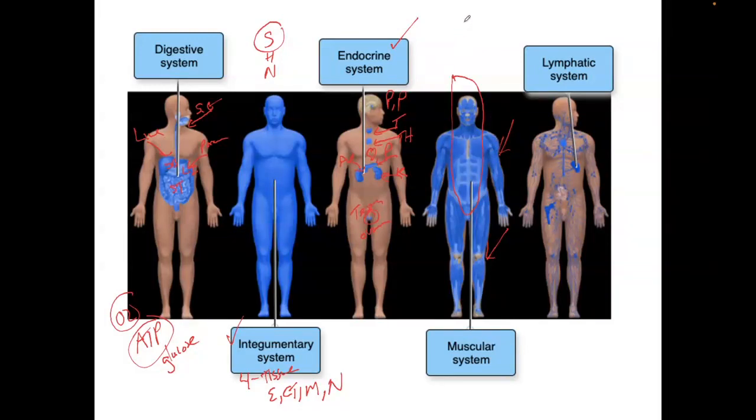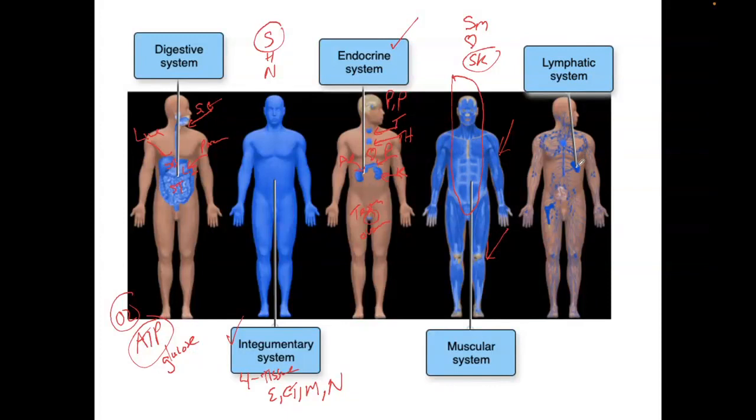When we talk about muscles, we have smooth muscle, we have cardiac muscle, and then we have skeletal muscle. When we cover muscles in a separate week, we're going to be focusing primarily on skeletal muscles, which are muscles that attach to your skeleton and that you have conscious voluntary control over.